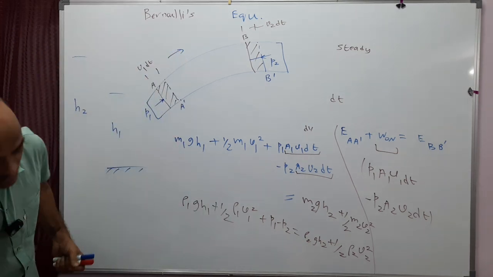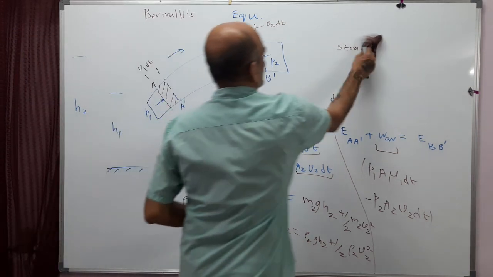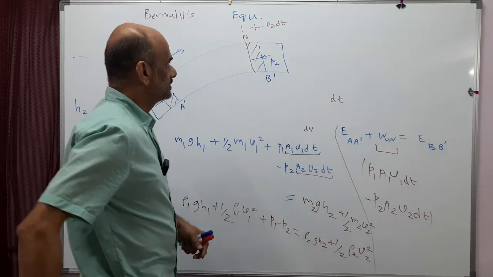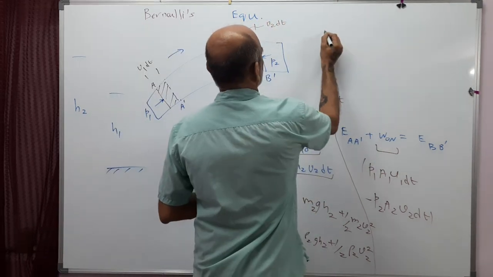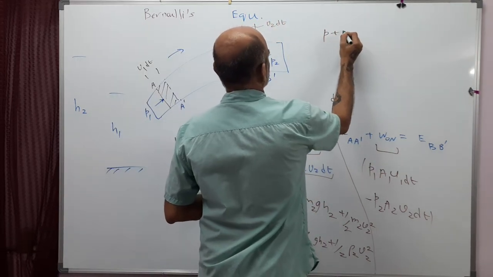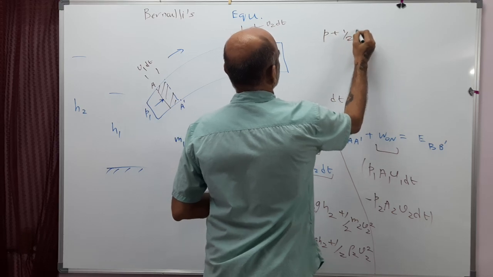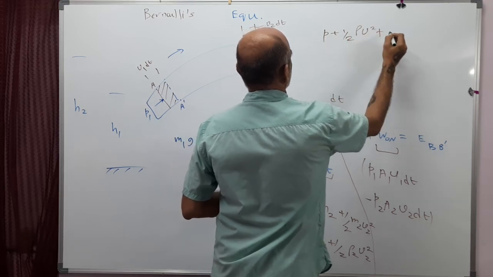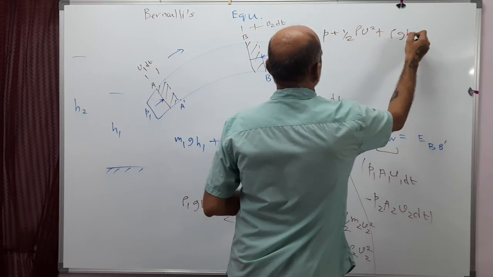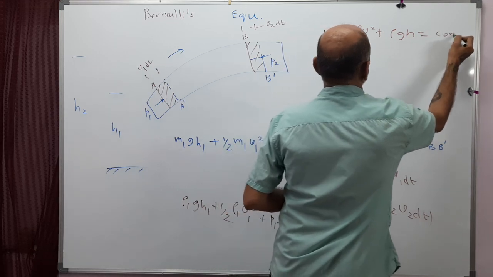So you'll get this result that for a liquid, p plus half rho v square plus rho gh equals constant.